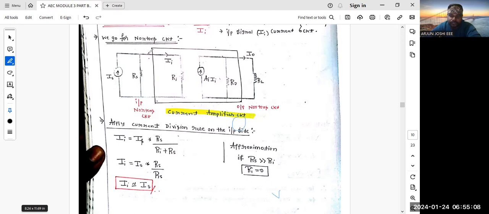How to apply the voltage divider rule, how to apply the current divider rule. These are all the things we should know, not just the Norton's theorem statement or Thevenin's theorem statement.